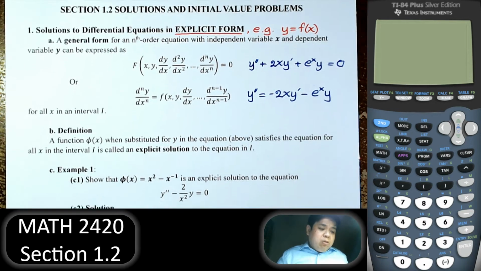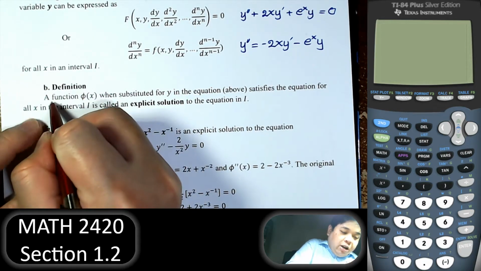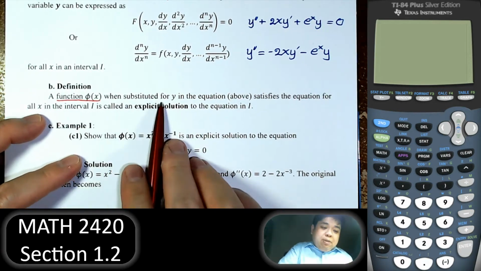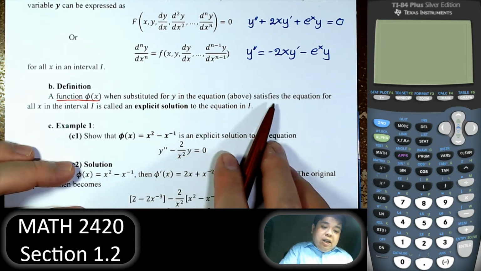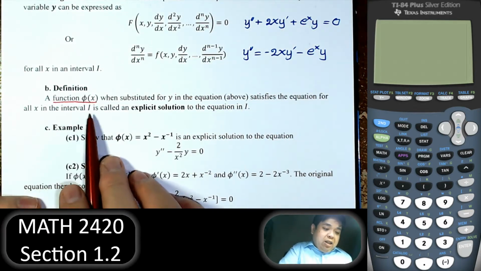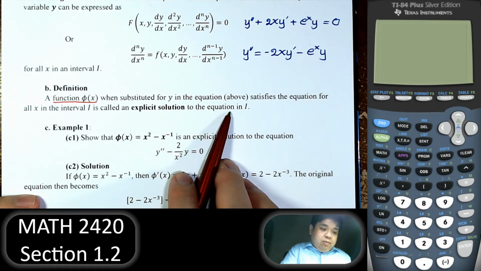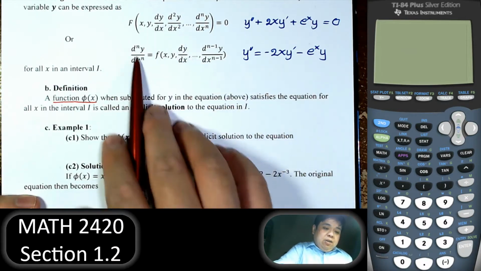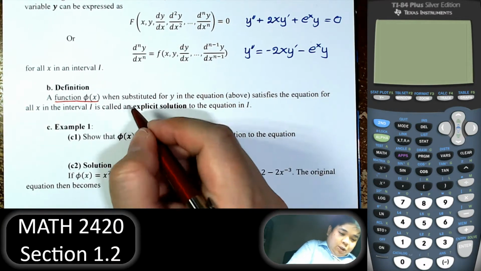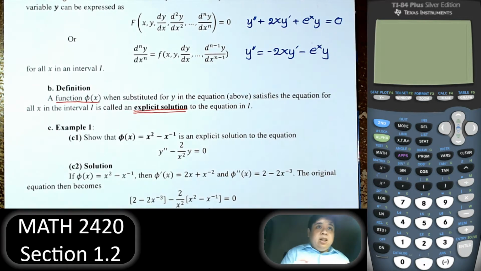Right. Now solution. A function we write phi of x, when substituted for y in the equation, satisfies the equation for all x in the interval I, is called an explicit solution to the equation in the interval I. So we have an explicit solution where the solution is a function of x. Usually we call that phi, or it could be anything.